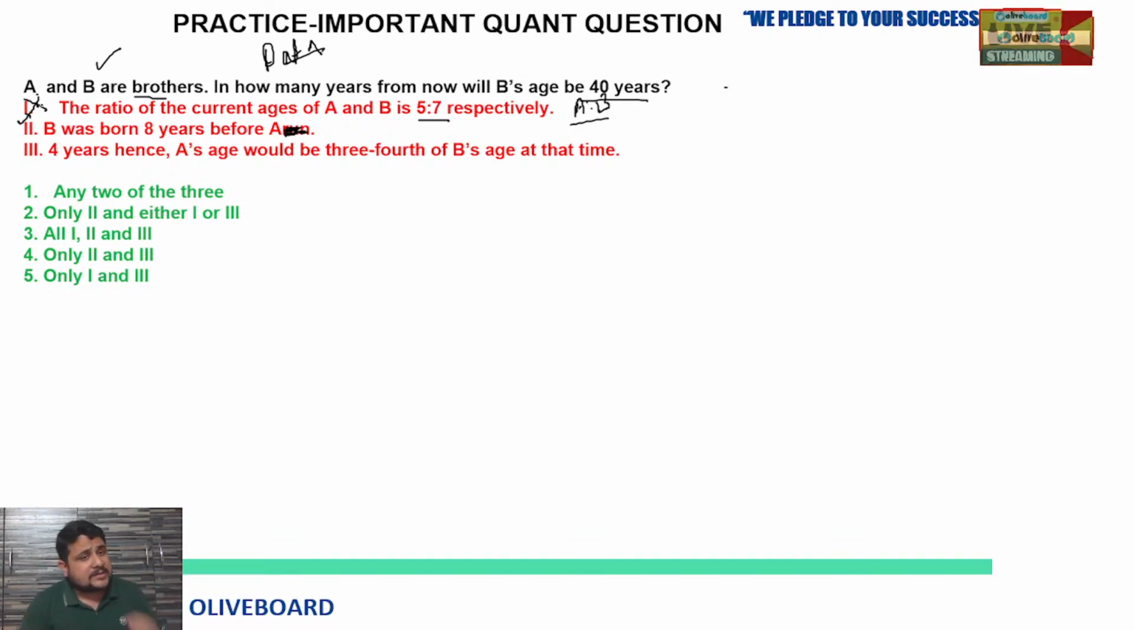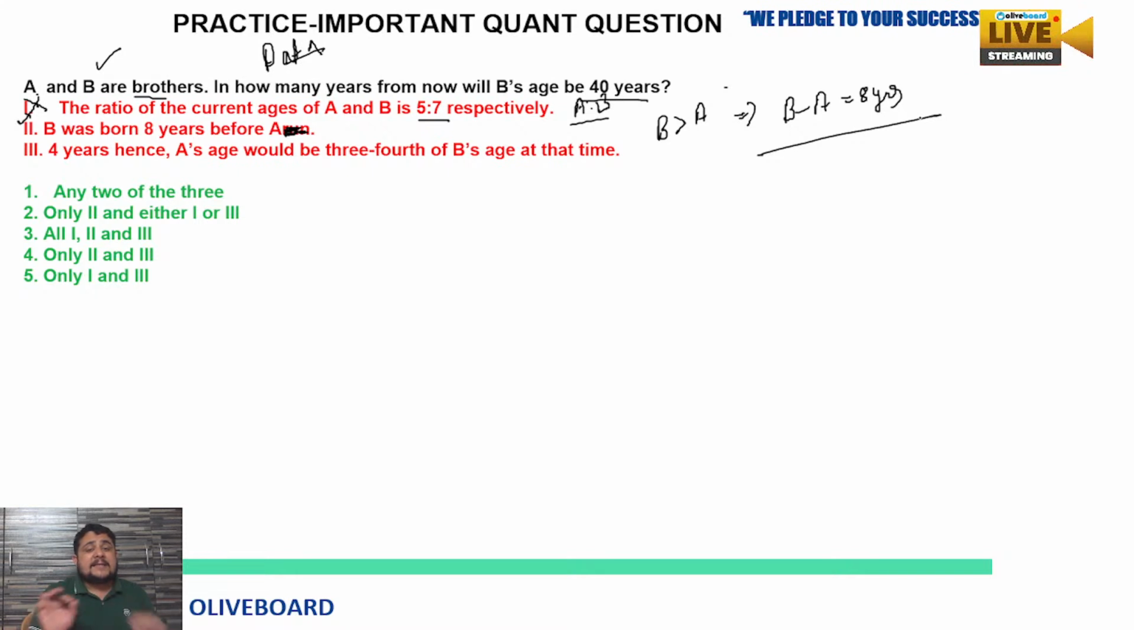Okay. Now the second one. B was born 8 years before. So now here the data given is that B was born 8 years before A. So B's age is greater than A, and their age difference is given, that is 8 years. Okay, in the second statement.